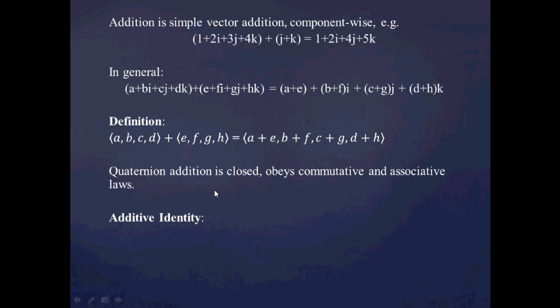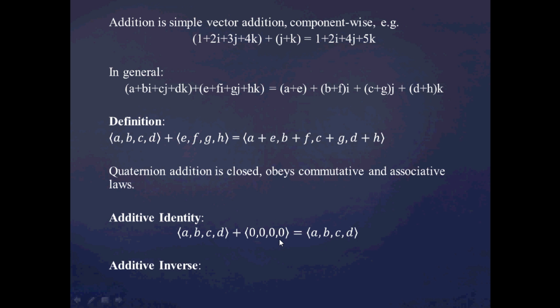What is the additive identity for the quaternions? So again, I'm looking for the quaternion such that when it's added to some other quaternion, let's say ABCD, what I get out of that is ABCD. And that's pretty obviously going to be the 0 quaternion, which is going to be 0, 0, 0, 0.